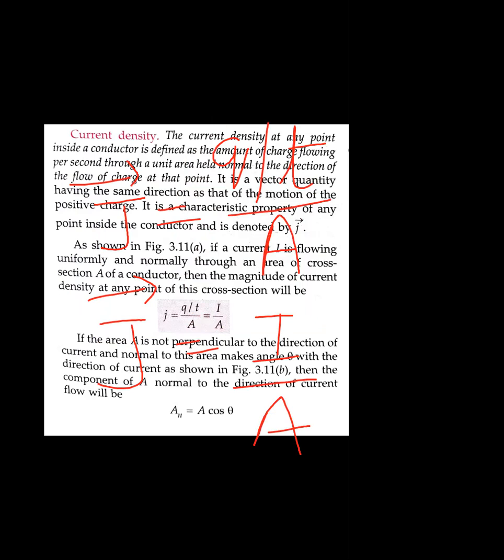Here A is the area of the cross section through which we are calculating the current. So for that cross section, this would be the current density. Current density is a vector quantity and its direction will be along the direction of your current, right, children?